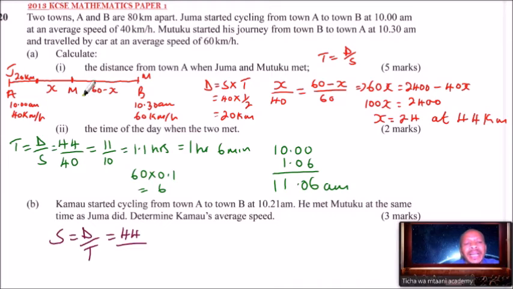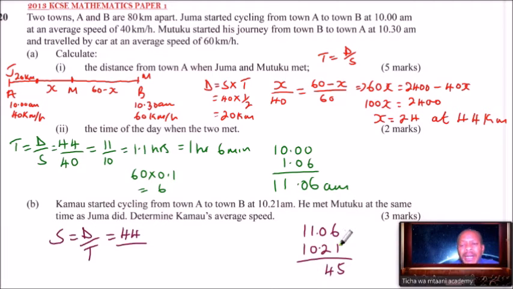You divide by the time. Since Kamau met Mutuku at the same time as Juma, they met at 11:06 a.m. Kamau started at 10:21. So you can get the time Kamau took to cover that 44 kilometers. So this is 6 minus 1, 5. Here we borrow 1, so we have 6 here, and here it is 4.